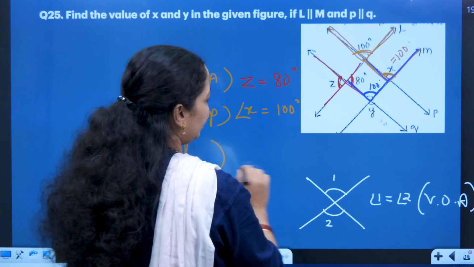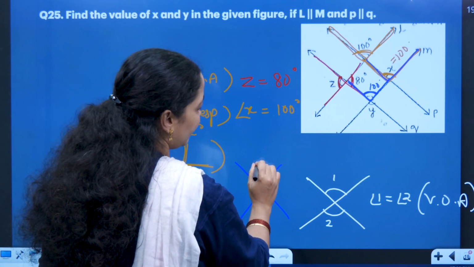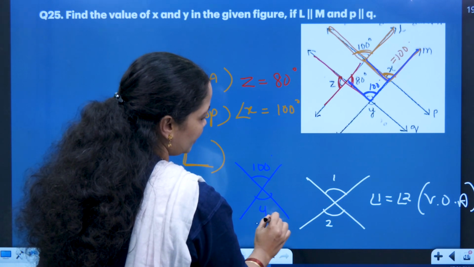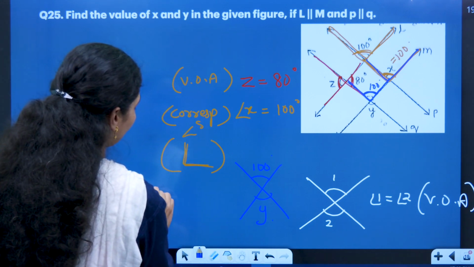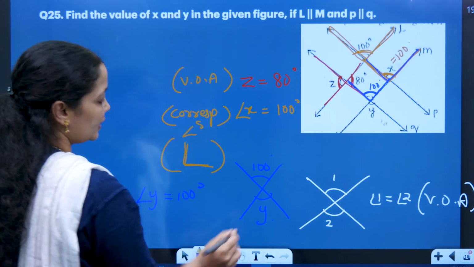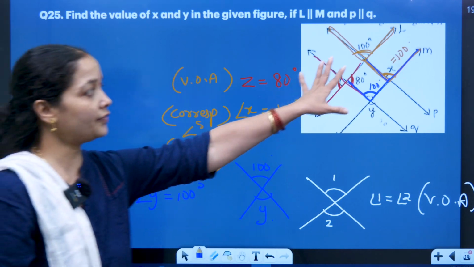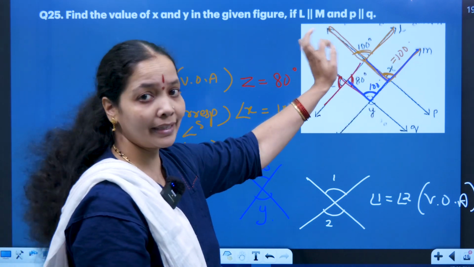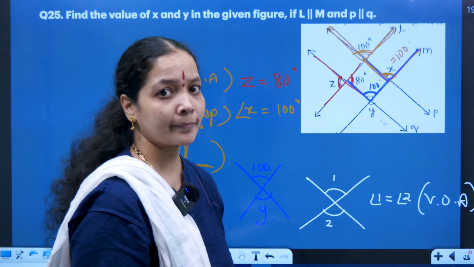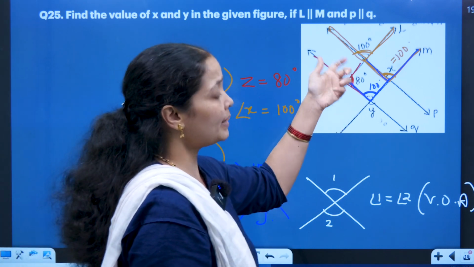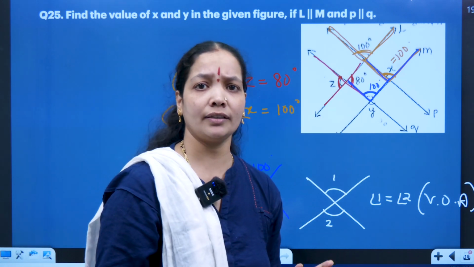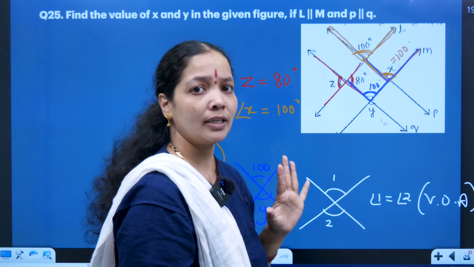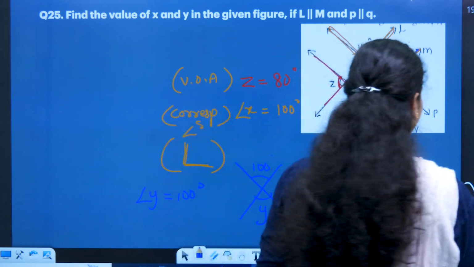When this is 100, I have this is my 100 degrees and this is y, vertically opposite angle, therefore y is also 100. So without even computing, just looking at the figure, we can easily find out what is x, y, z by just analyzing the shape, bifurcating the figures. So lines and angles, basically you have to learn like this only. Without learning like this, you can't solve lines and angles based questions, my dear students.